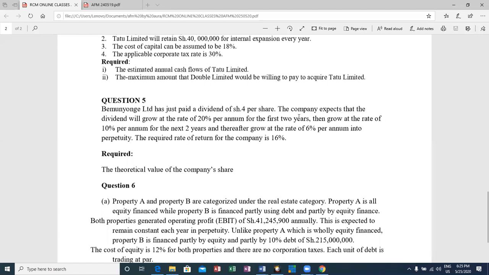So we want you to take about 5 minutes and tackle that question very fast. Just draw a table: year 1, year 2, year 3, year 4, year 5, perpetuity. Give me the answer. It's question number 5. Give us the answer.